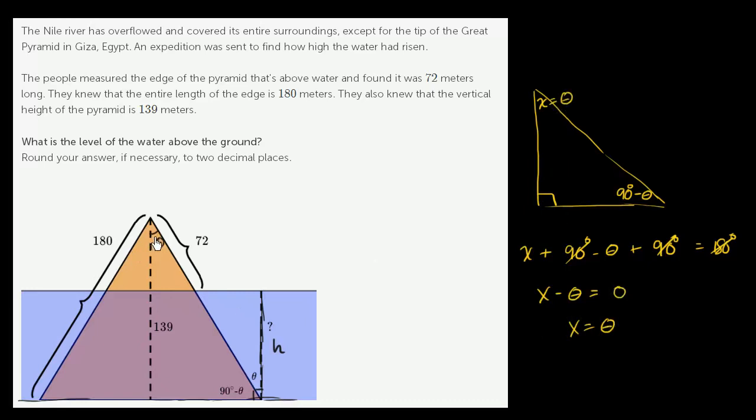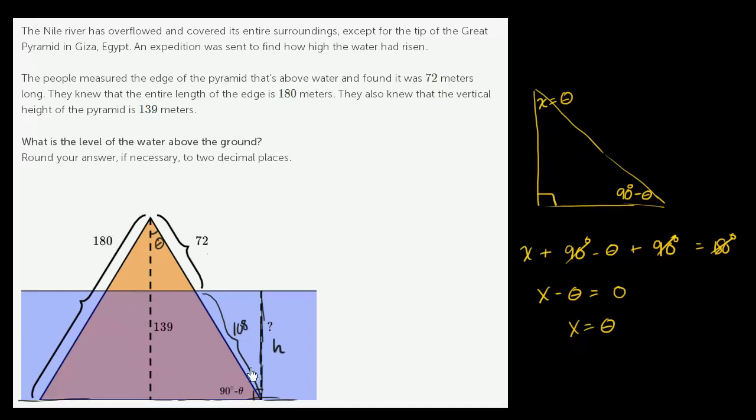So this is also going to be theta. And what else do we know? Well, we know that this is 72. We know that the whole thing is 180. So if this is 72 and the whole thing is 180, the part of this edge that's below the water, this distance right over here, let me draw it in black without cluttering the picture too much, is going to be 108. 108 plus 72 is 180.